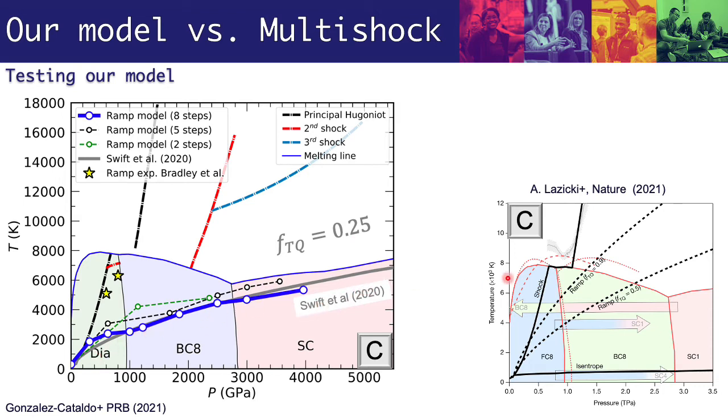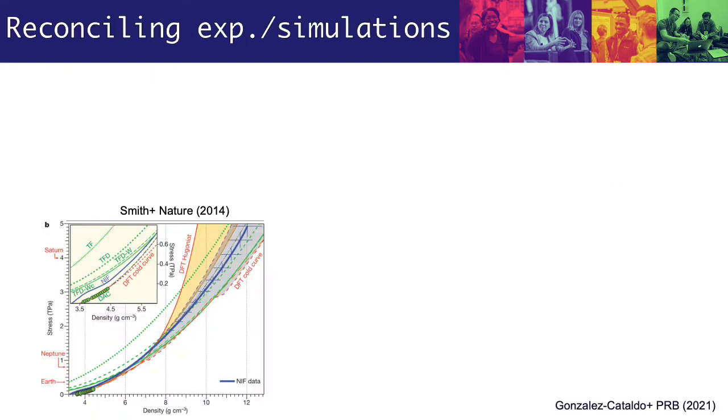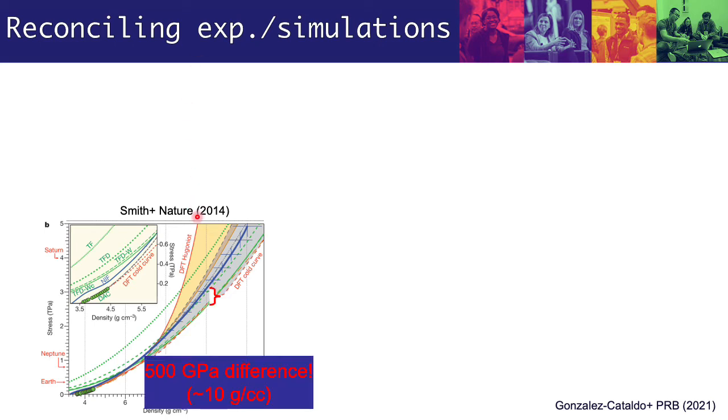This model was the same that was used by Amy Lazicki et al. in a recent paper where they reached 2000 gigapascals, but they were not able to distinguish which factor was more appropriate for the measurements they took. Now, there's still an issue reconciling experiments and simulations, and it has to do with this huge difference between the pressures along the cold curve and the stresses along the ramp compression path.